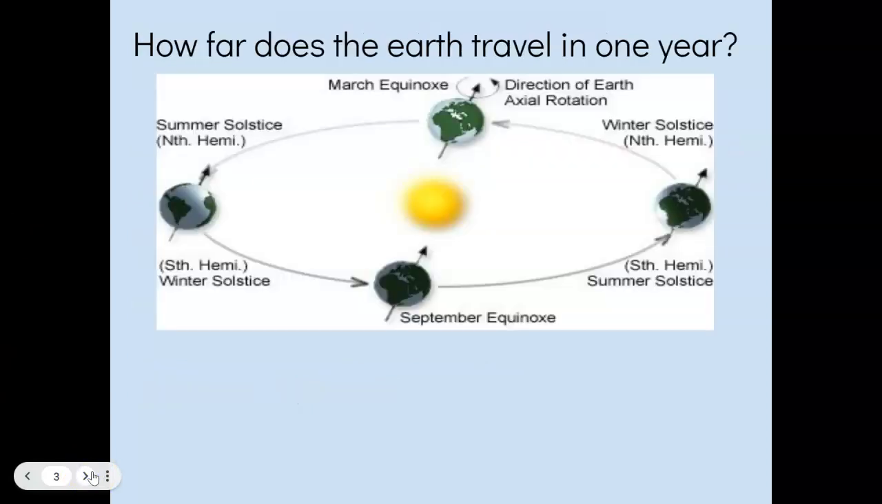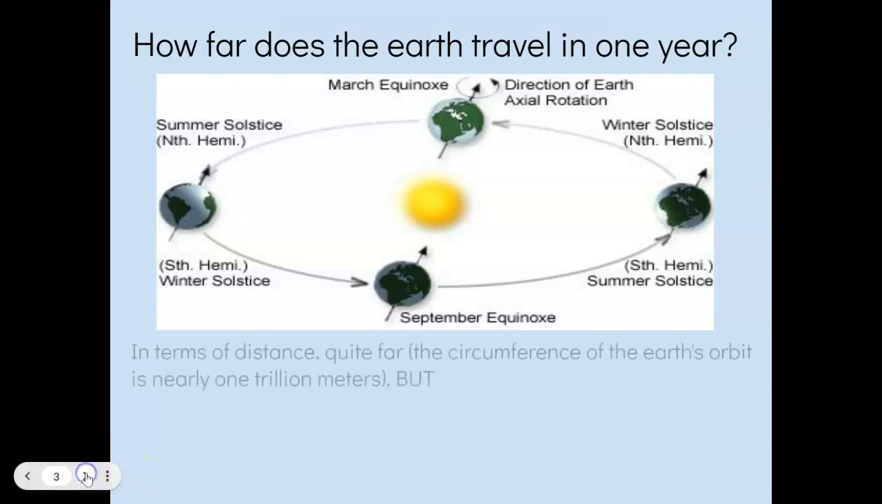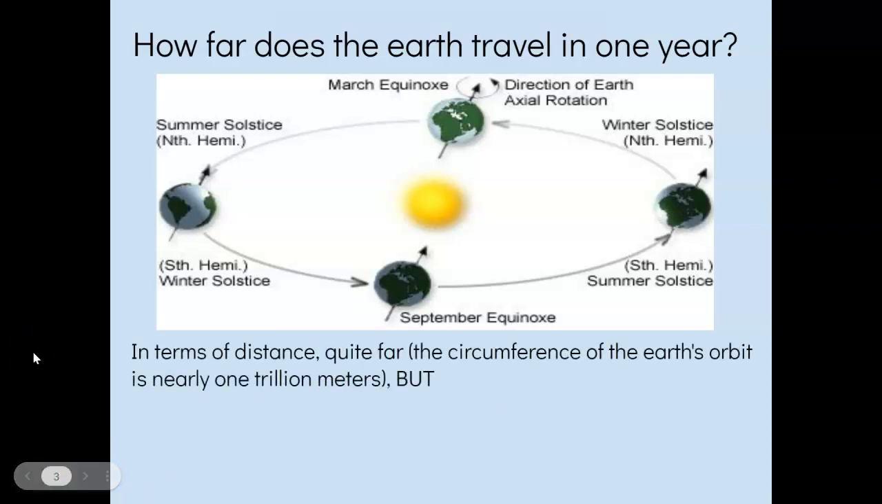So how far does the Earth travel in 1 year? Stop and think about this, because I know you have all had Earth science before. That's your 9th grade science. We know that the Earth spins on its axis and it also revolves around the sun. So we both rotate and we revolve. So we travel a pretty far distance every single year because we're in orbit around our star. So in terms of distance, we travel a pretty good ways.